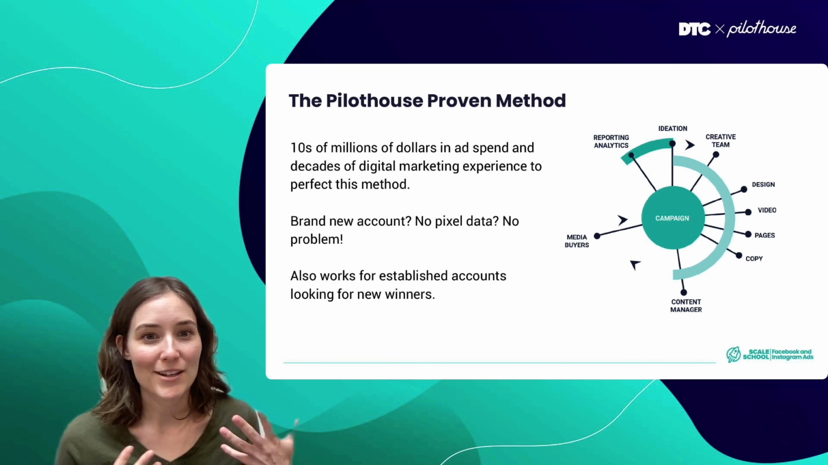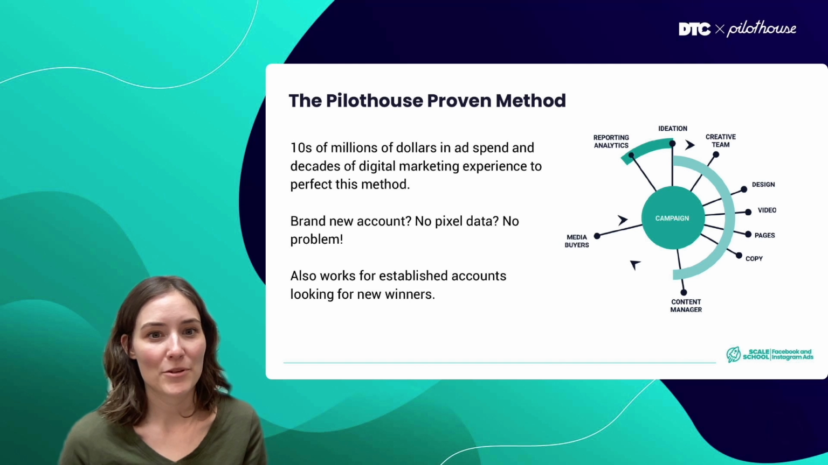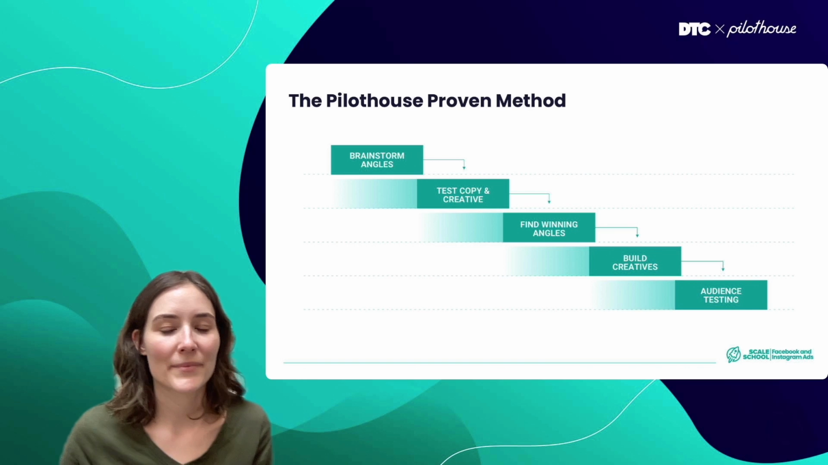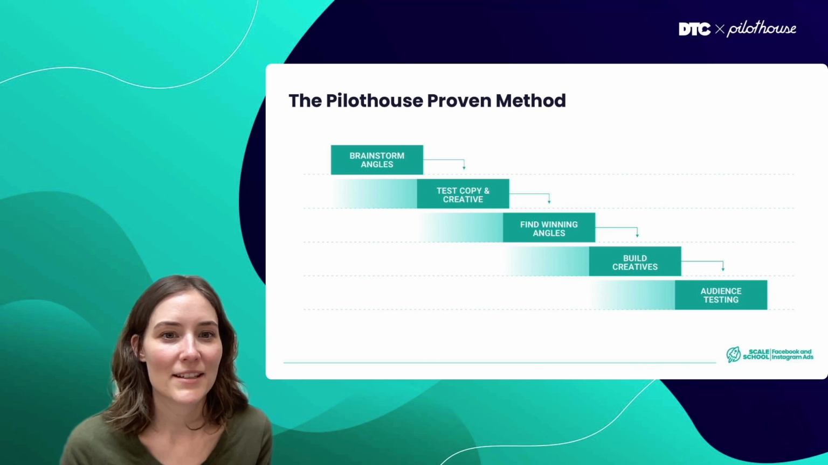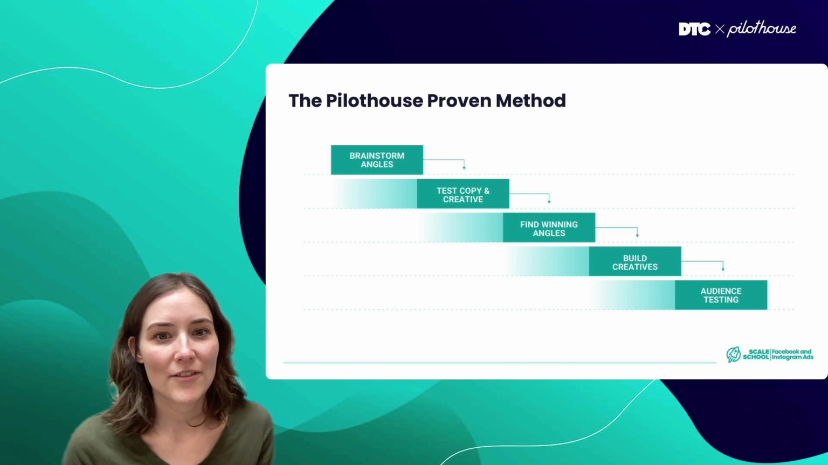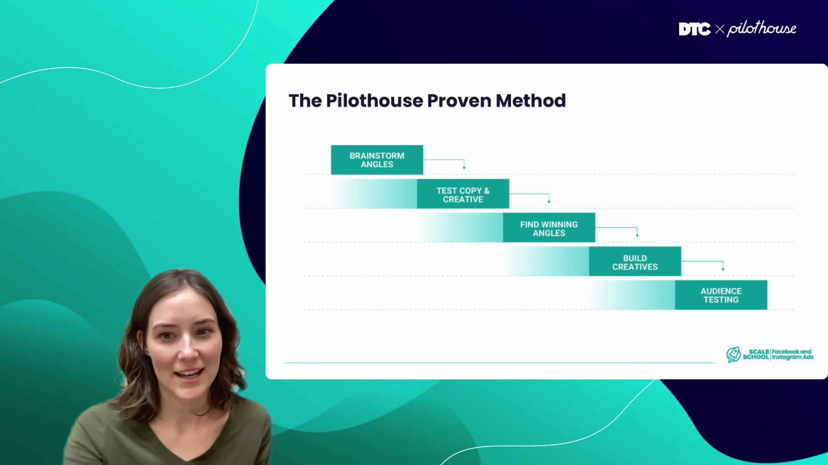Do you have a brand new account or no pixel data? That's no problem. This also works for established accounts that are looking for new winners. So here are the steps of the Pilothouse Proven Method. You'll see brainstorm angles, test copy and creative, find winning angles, build creative, and audience testing.